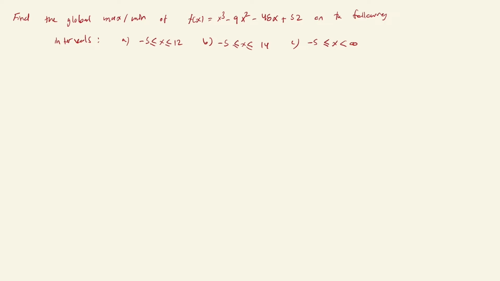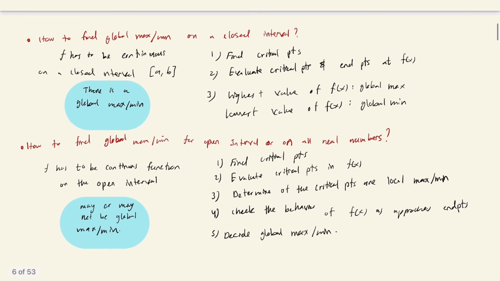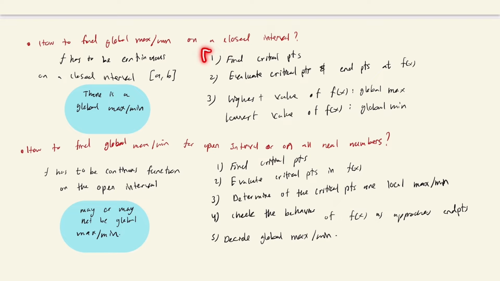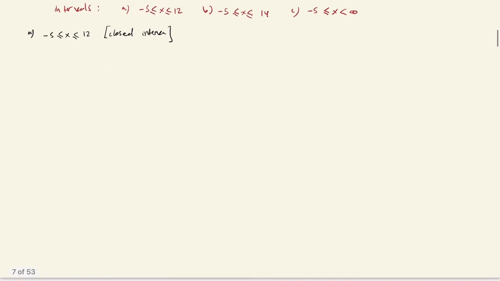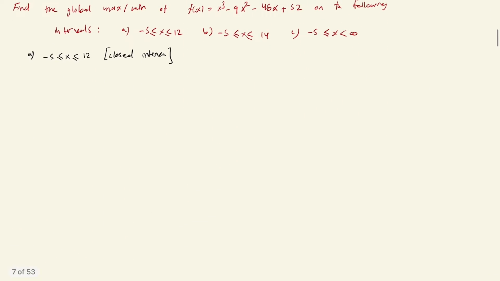Now we have this problem. Find the global maximum and minimum for the function f of x equal to x cubed minus 9x squared minus 48x plus 52 on the following intervals a, b, and c. For a, we have the interval from minus 5 to 12. Notice this is a closed interval, so we're going to use the steps for a closed interval. First we find the critical points, then evaluate the critical points and the endpoints in the function of x, and then third, determine the global maximum or minimum based on our evaluation.